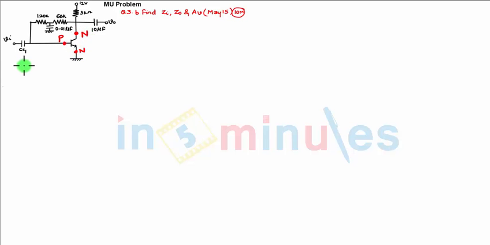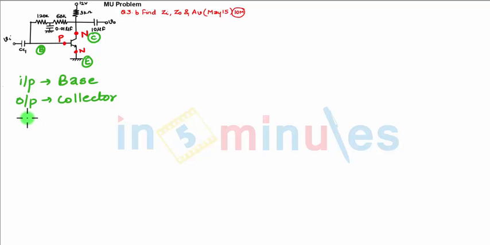Which type of configuration can we say? Identify the base. This is your base, this is your emitter and this is your collector. Input is applied to the base and you are taking output from the collector. So the terminal which is left out is the common terminal, that is, it is common emitter configuration.